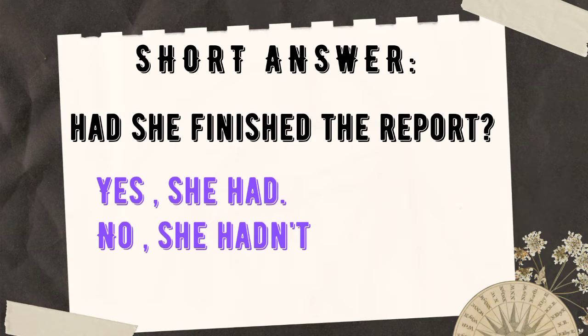Now, let's look at how to give short answers using the past perfect tense. Let's look at the questions. As we know, when it's a question, we have to change the order. So now we start with had. For example, had she finished the report? We just use a short answer and we say either yes, she had, or no, she hadn't.